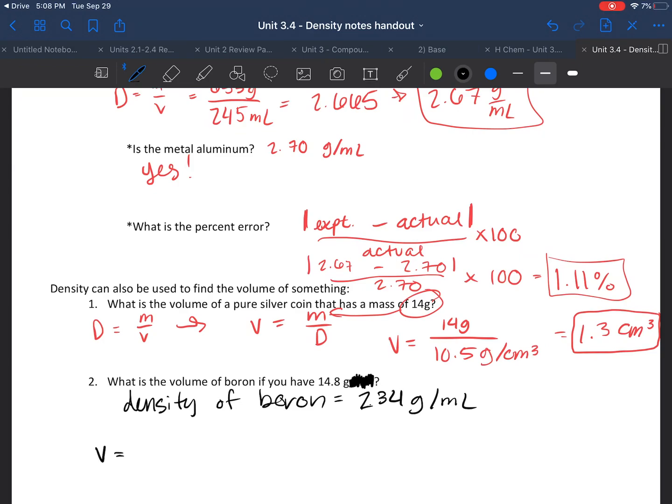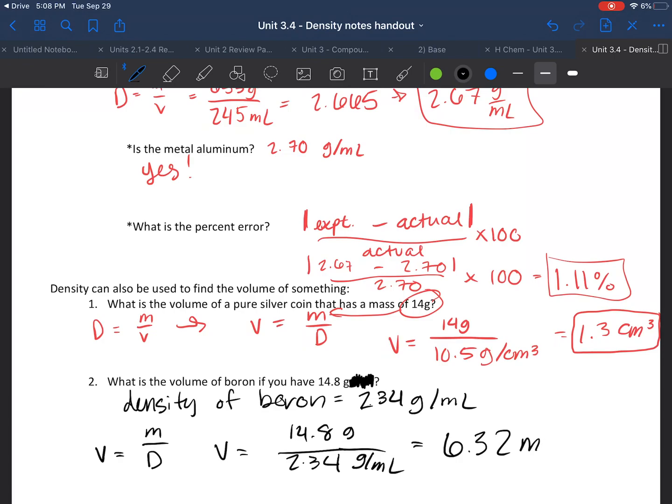So remember, we rearrange that equation as volume is equal to mass over density. And so our volume is equal to 14.8 divided by 2.34. So grams per mL. Which gives us 6.32 milliliters.